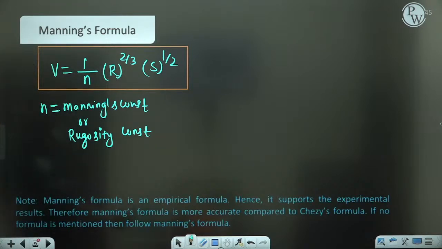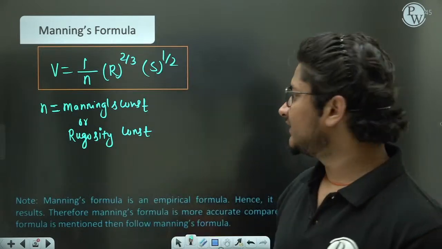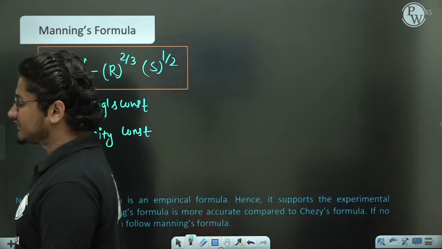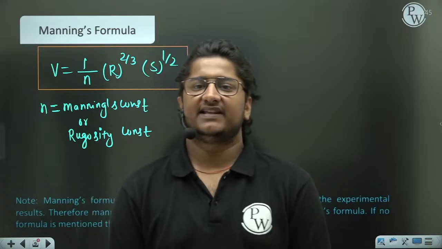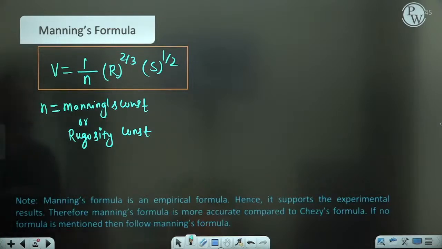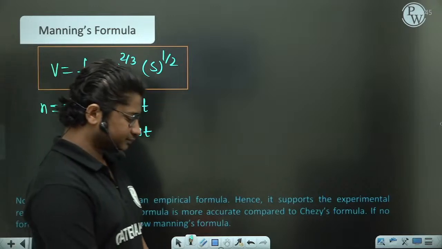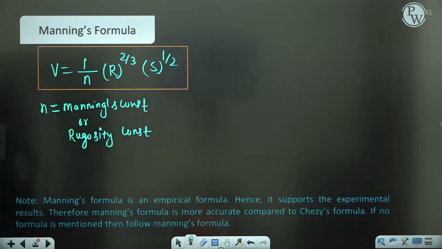Okay. As it is an empirical formula, this formula supports experimental results. That is the reason Manning's formula is mostly used. If somebody gives you a choice between Manning's and Chezy's, you always choose Manning's equation for the velocity calculation, because it is an empirical formula and gives a value much closer to the accurate value.